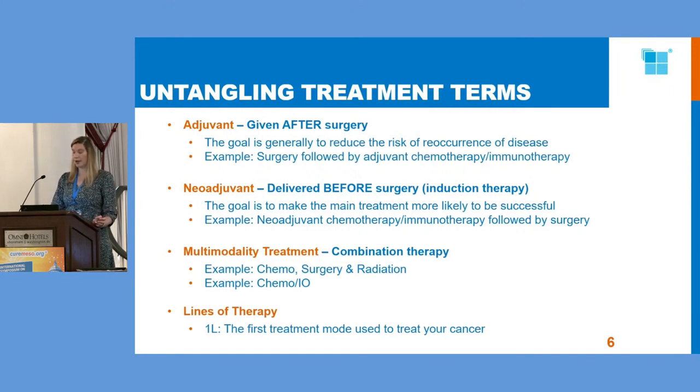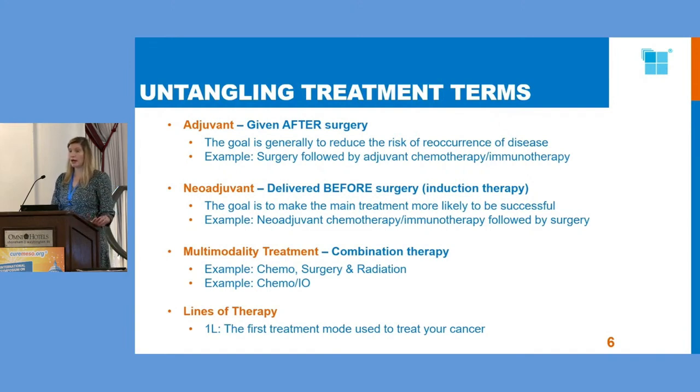Multimodality treatment is combination therapy. So if you get chemo, surgery, and radiation, that would be multimodality treatment. It can also be used to talk about combination treatment. So in some cases, people will get a combo of both chemo and immunotherapy. I wanted to use the word IO here to show that IO is a shorthand way for writing immunotherapy, if you see that in any of the presentations today.